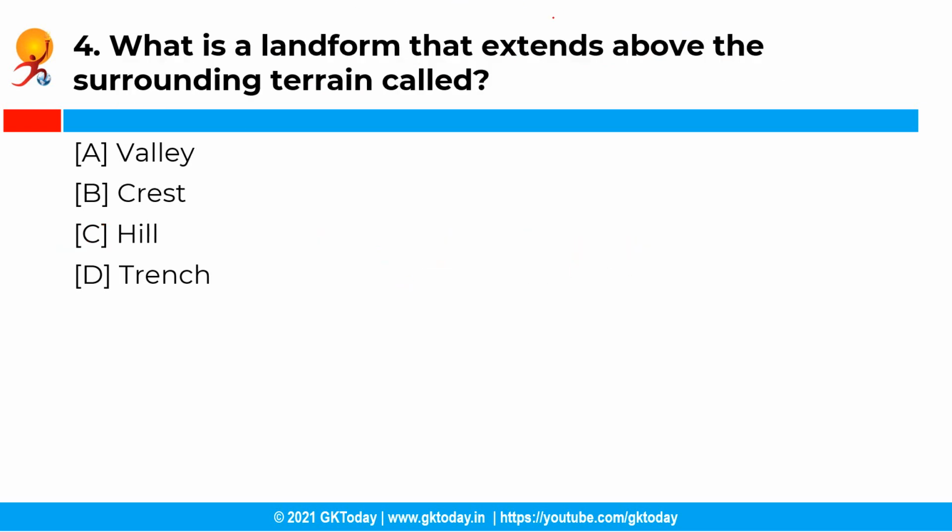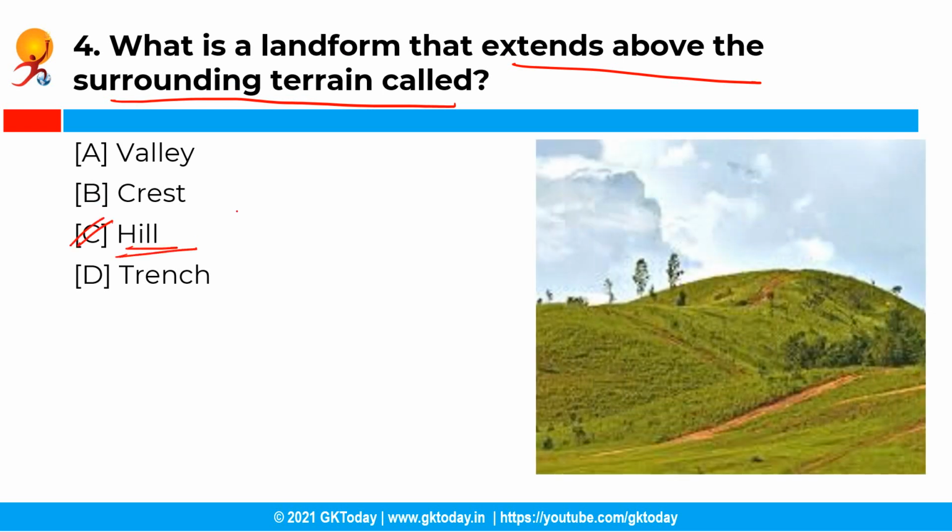Now the next question is, what is a landform that extends above the surrounding terrain called? So you have the following options, and the correct answer is option C, that is hill. See, hill is a landform that extends above the surrounding terrain and they have a distinct summit.